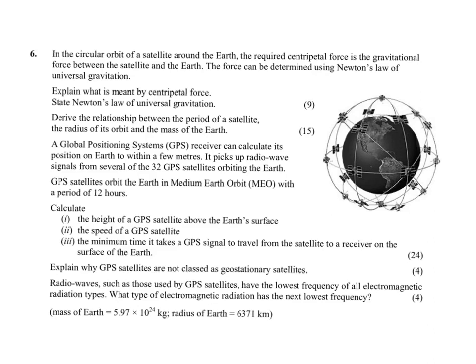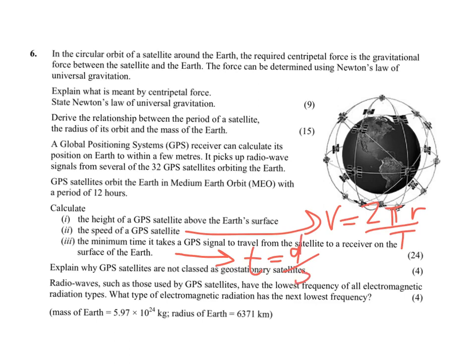Then the speed of the satellite. Well, that's an absolute doozy. The speed of the satellite here, the velocity, is 2 pi r, the circumference, over the period t. Nice, easy question. Time it takes a GPS signal to travel. Well, time, from Dad's silly triangle, is the distance over the speed. So the distance is the height above the Earth's surface, not the radius, but the height above the Earth's surface. And the speed, 3 times 10 to the 8, is of course the speed of light.